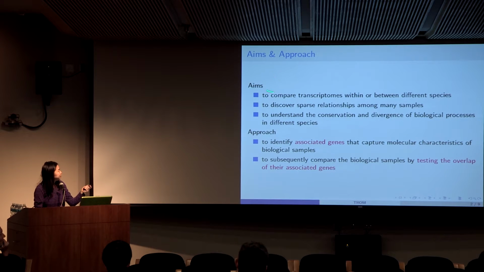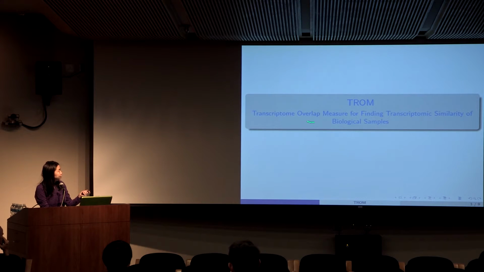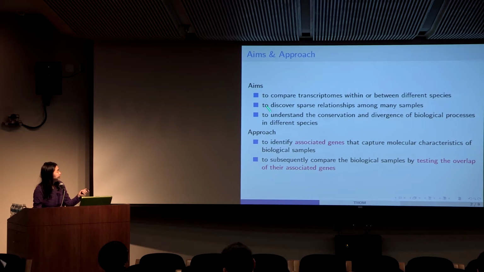For this project, we developed a new measure, the transcriptome overlap measure, for finding transcriptome similarity of biological samples. We have three aims. The first aim is to compare transcriptomes within or between different species. The second is to discover sparse relationships among many samples. This sparsity is the key thing.